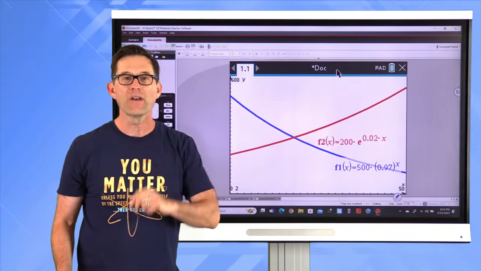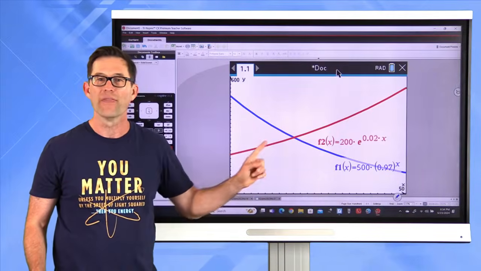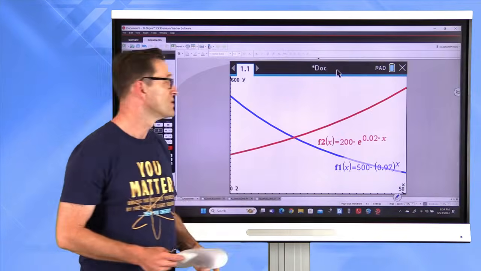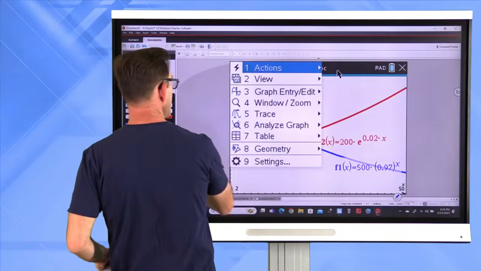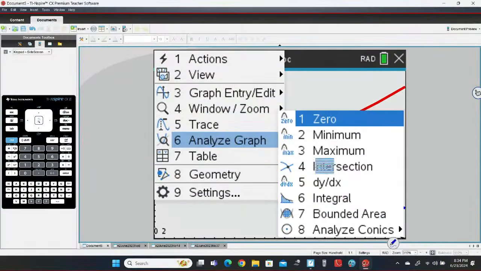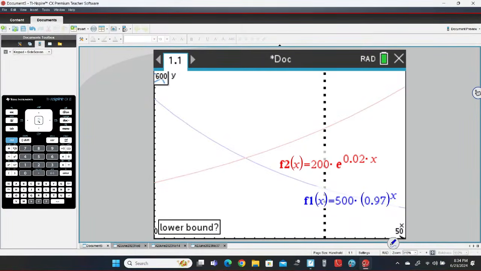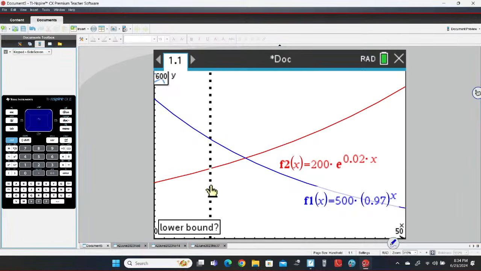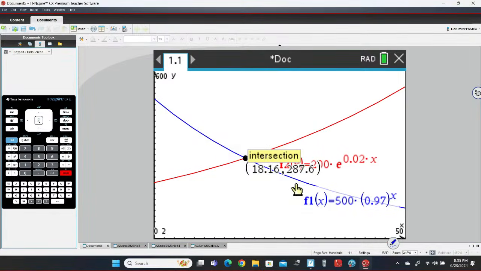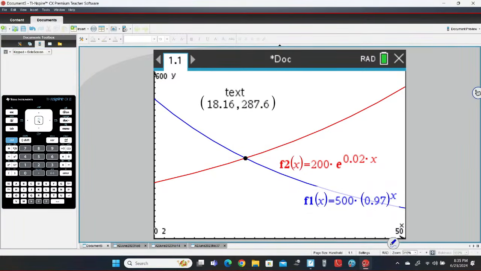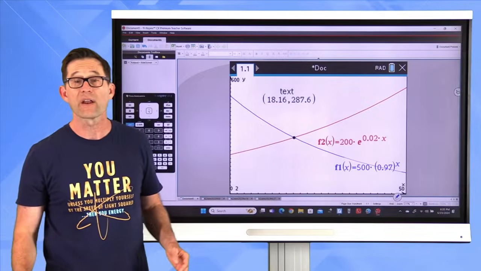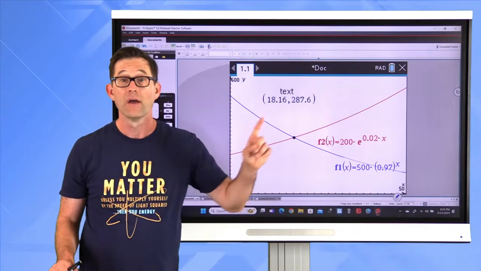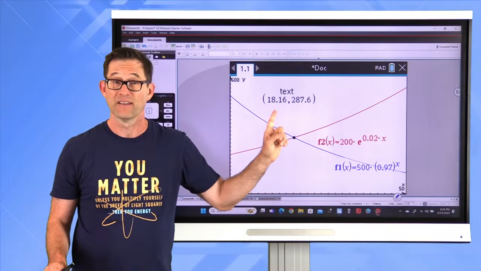And what I want to know is where they're equal. And that's at the intersection point. So what am I going to do? I'm going to go into Menu, Analyze, Intersection. I'm going to bring my little magic line here. That's my upper bound, Enter. And these things intersect at 18.16, 287.6. So what is the solution to that equation to the nearest year? X equals 18. All right.